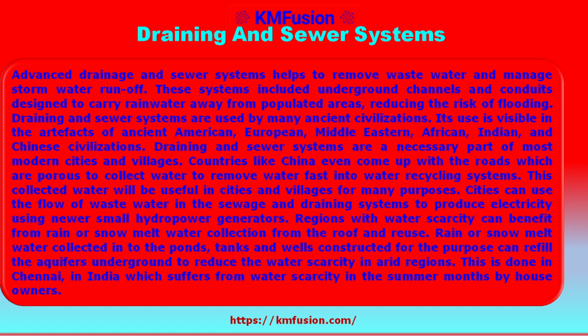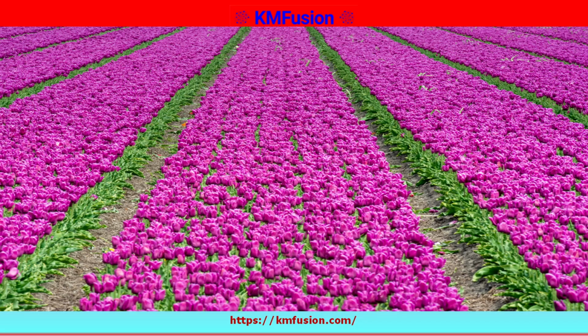Cities can use the flow of wastewater in the sewage and draining systems to produce electricity using newer small hydropower generators. Regions with water scarcity can benefit from rain or snow melt water collection from the roof and reuse. Rain or snow melt water collected into ponds, tanks and wells constructed for the purpose can refill the aquifers underground to reduce the water scarcity in arid regions. This is done by house owners in Chennai, in India, which suffers from water scarcity in the summer months.